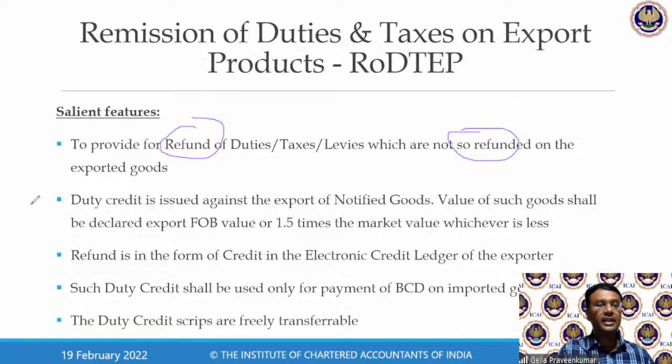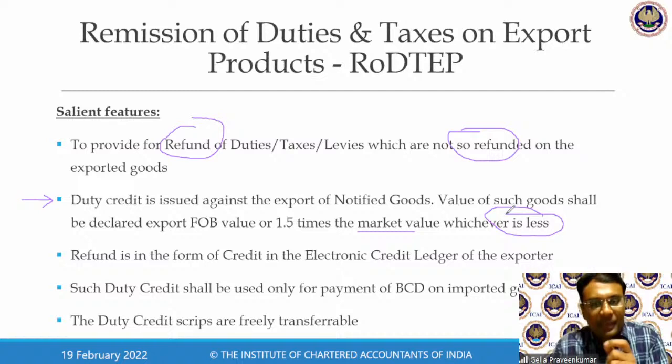Now, what is a duty credit? My duty credit is issued on the basis of notified goods. Where there is a value, it will be on the basis of FOB value or 1.5 times the market value, whichever is lower. They calculate a percentage as the duty credit scrip available, subject to a capping. So when they have to calculate this money, they will calculate either on the FOB value of exports, or 1.5 times the market value, whichever is less.